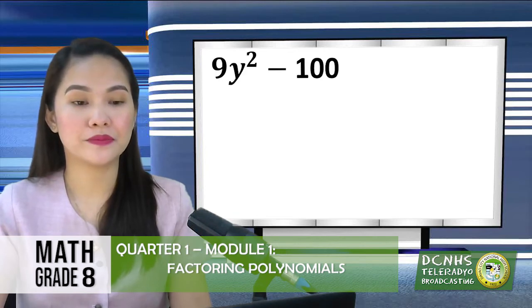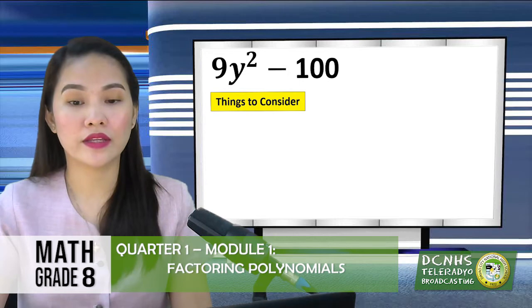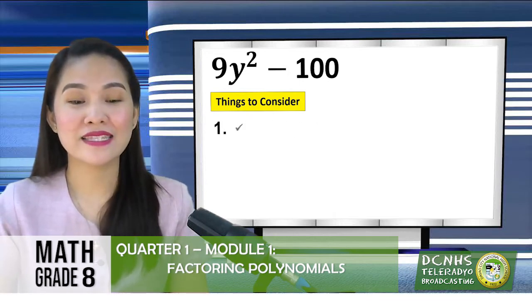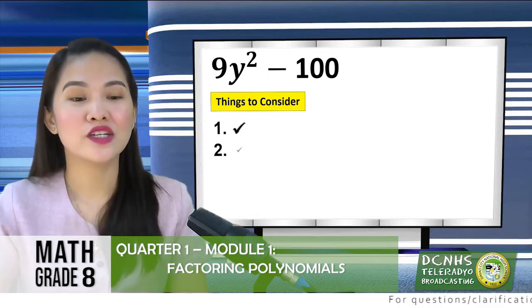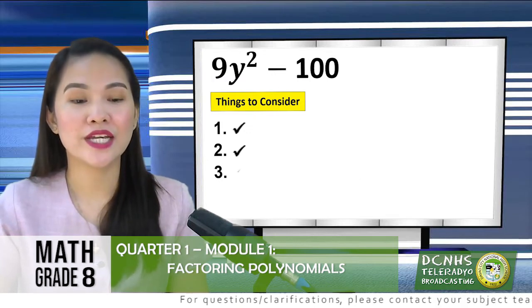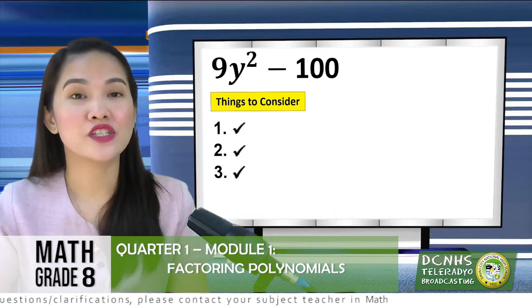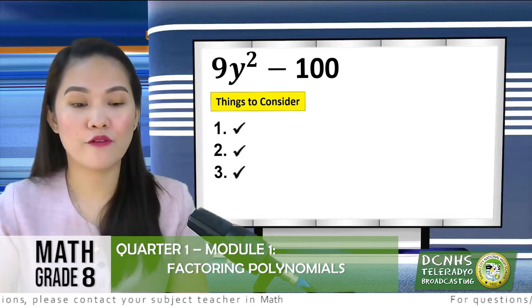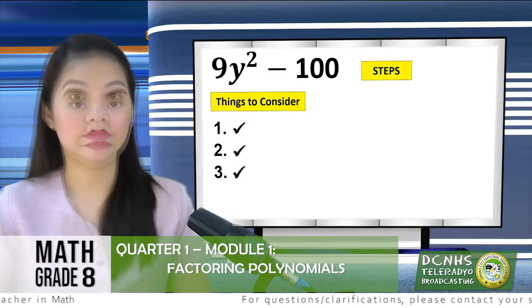Next example. Factor the expression 9y squared minus 100. First, let us examine the expression. Is it a binomial? Check. Is the operation used subtraction? Check. Are the terms perfect squares? Check. Therefore, we can use factoring of difference of two squares.